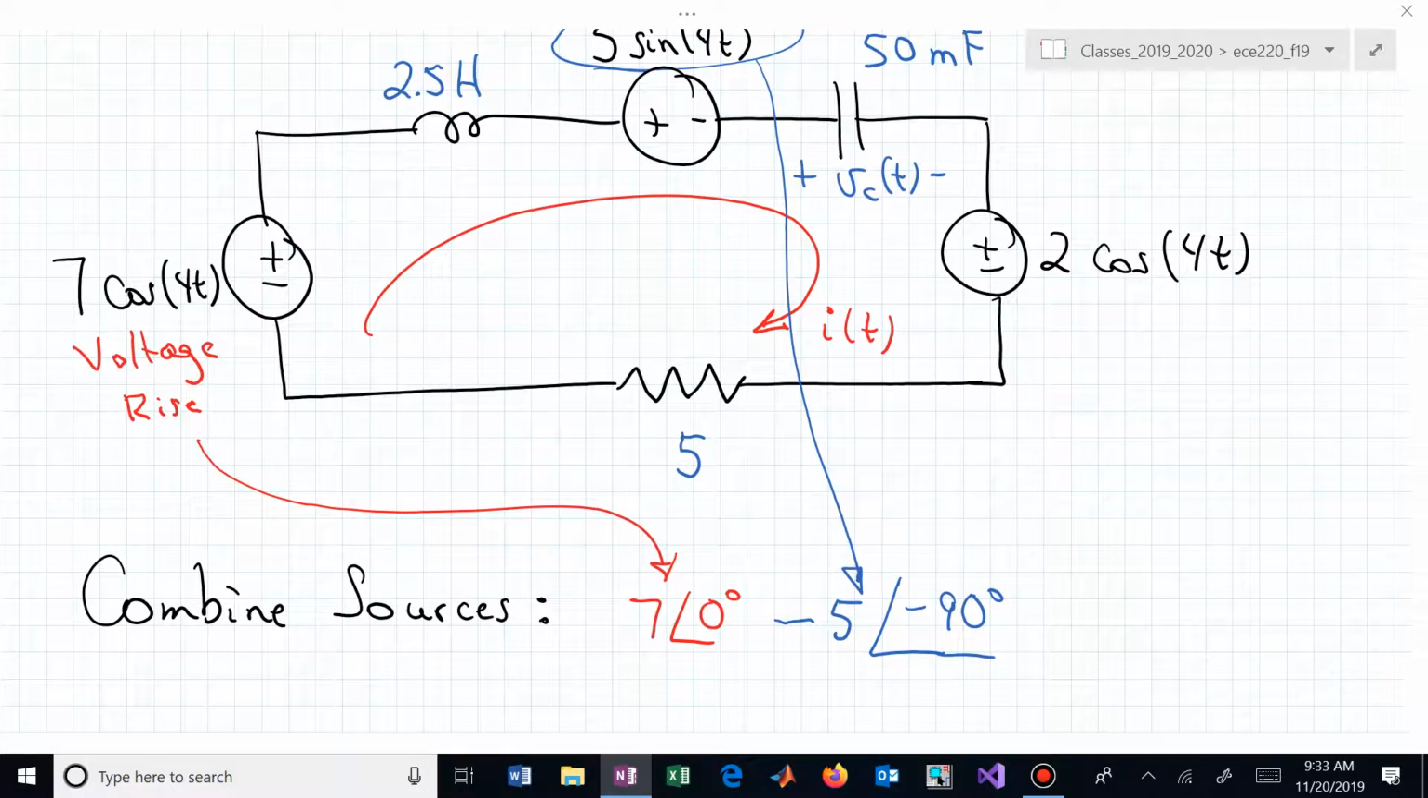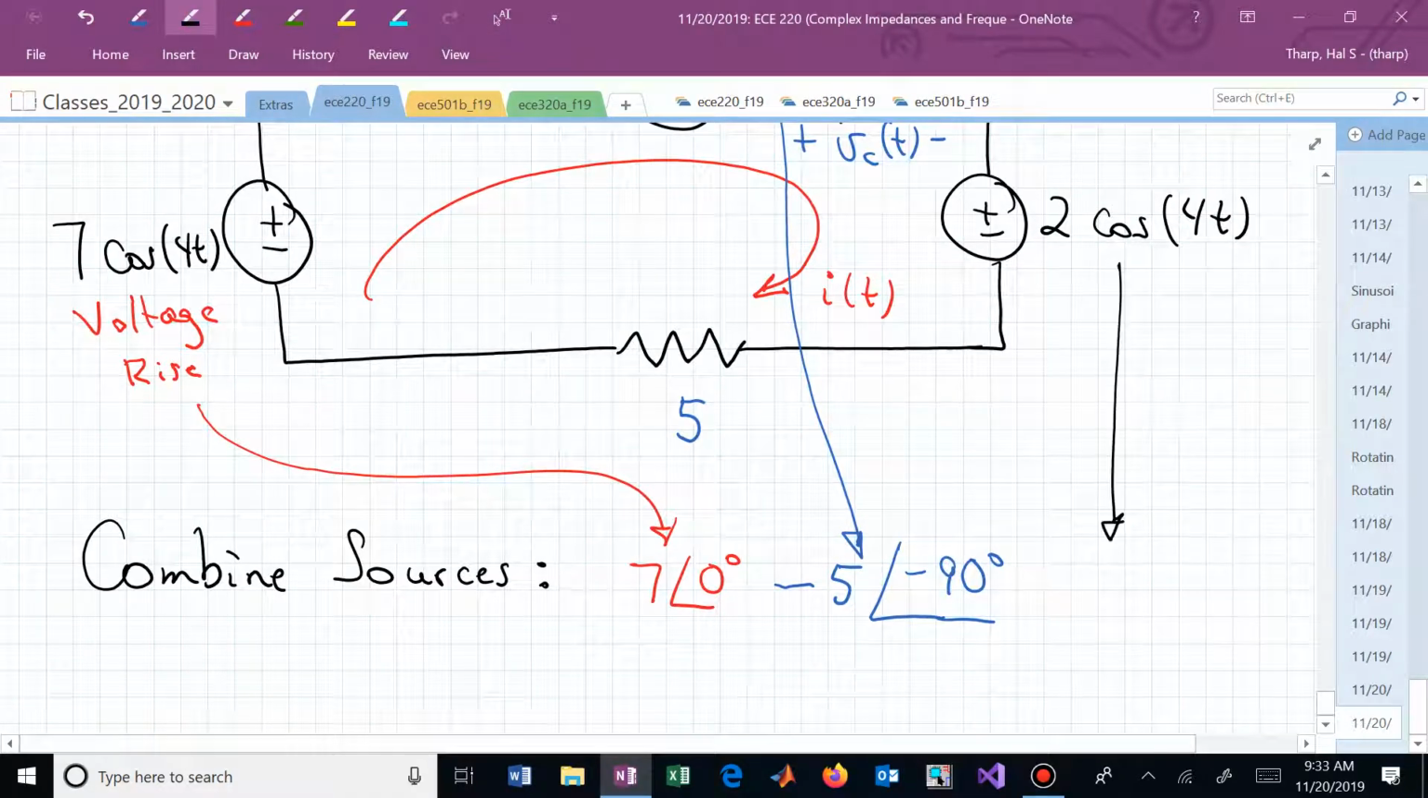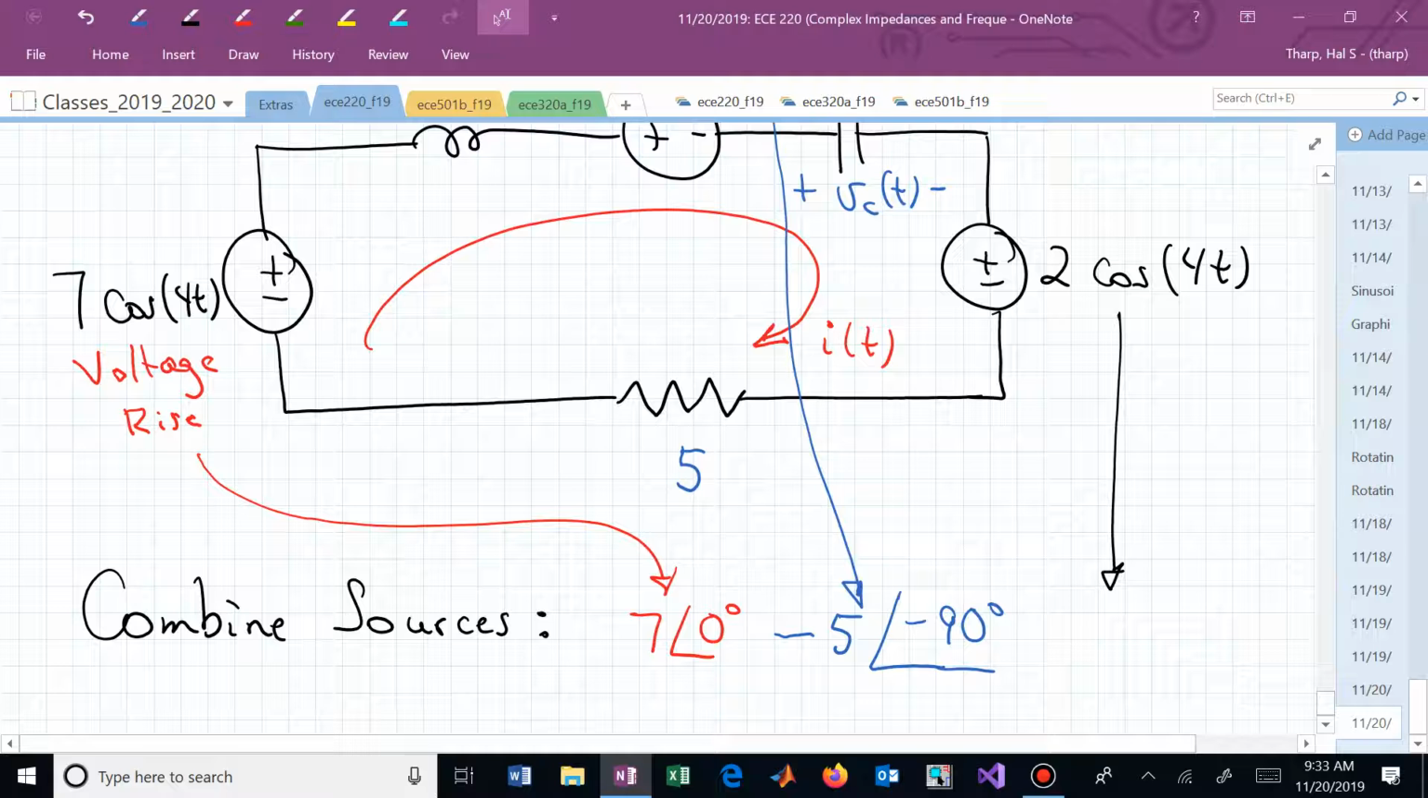And finally, we have this source, and is it a rise or a drop? Now it's confusing because it looks the same labeling as the one on the left, but now it's on the other side of the mesh. So it's actually a drop relative to the rise that we're trying to reference. So this is now minus 2 at an angle of 0 degrees.